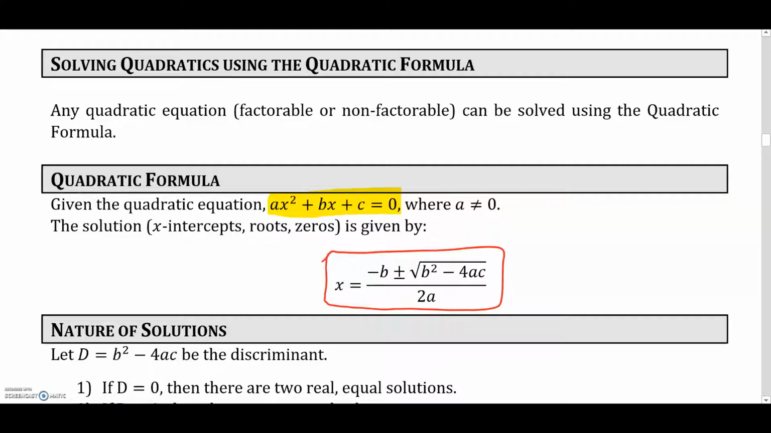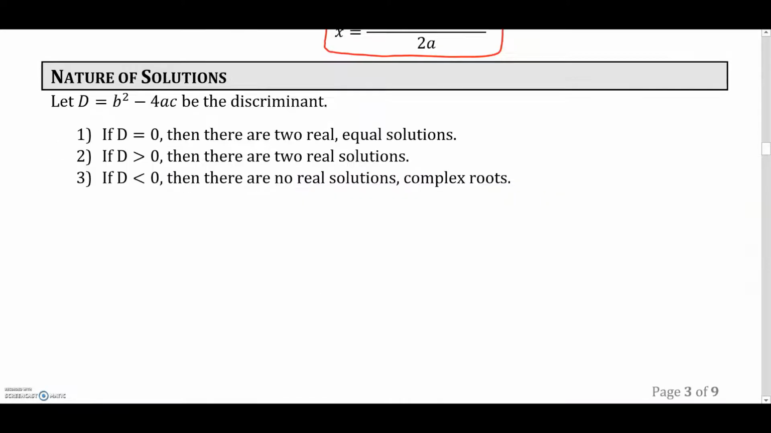Let's examine the nature of solutions for our quadratic equation. The number of solutions that we expect for a quadratic equation depends on the discriminant within the quadratic formula. The discriminant is defined as capital D, which is equal to everything underneath the square root in our quadratic formula, b squared minus 4ac. We can evaluate that portion under the square root, and if it is equal to 0, then it means that we will have two real equal solutions.